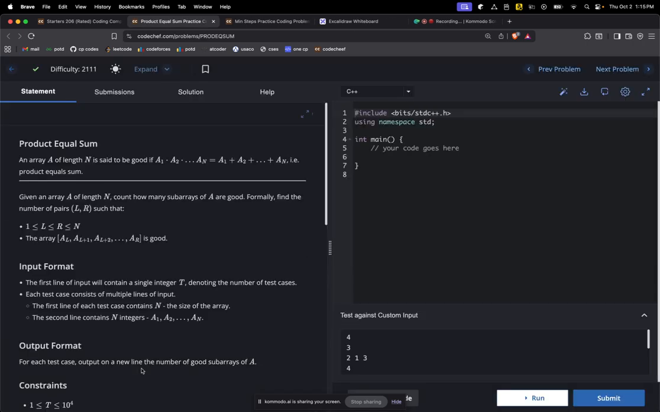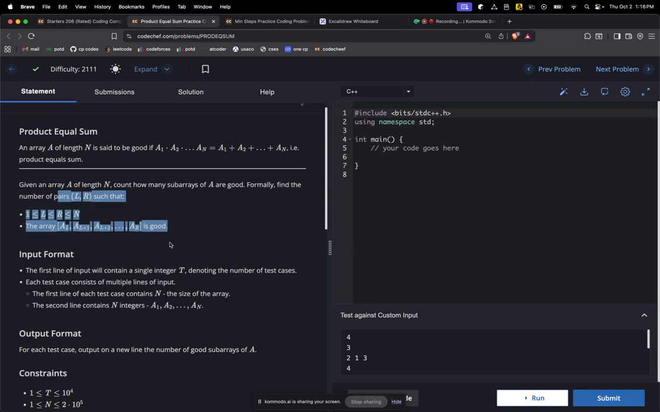Okay, the final question, which I was able to solve during the contest, and I was proud of being able to solve it. What the question says is: an array of length n is said to be good if the product of the array is equal to the sum of the array, as in product equals sum. Given an array A of length n, count how many subarrays of A are good. Formally, find the number of pairs L, R such that the subarray from L to R is good.